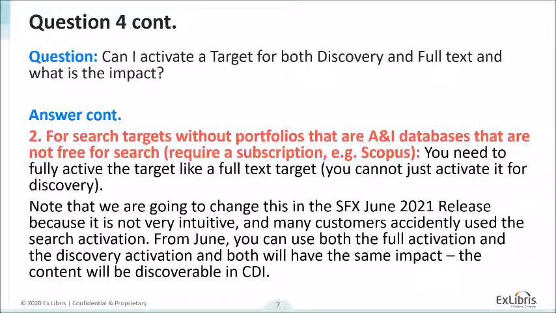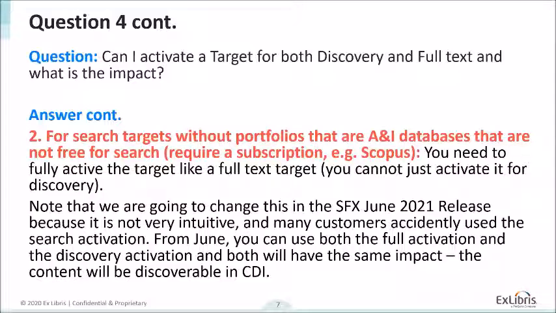So we're going to change this so that from the June release onwards, you will be able to use both full activation, full text activation, and discovery activation. Both will have exactly the same impact. The content will be discoverable in CDI. But currently, if you go to KB Manager, you will see that for Scopus or Web of Science, you cannot activate them for discovery. You can only activate them for full text. That's going to change from June onwards.